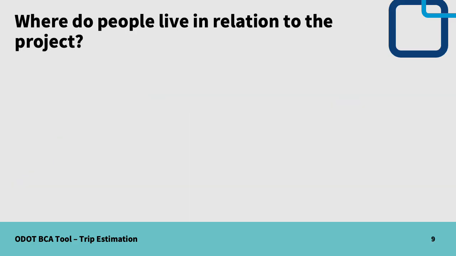To decide how many people will use the new active transportation infrastructure, first we have to know how many people live near the new infrastructure and how likely they are to use it. This starts with census population data.